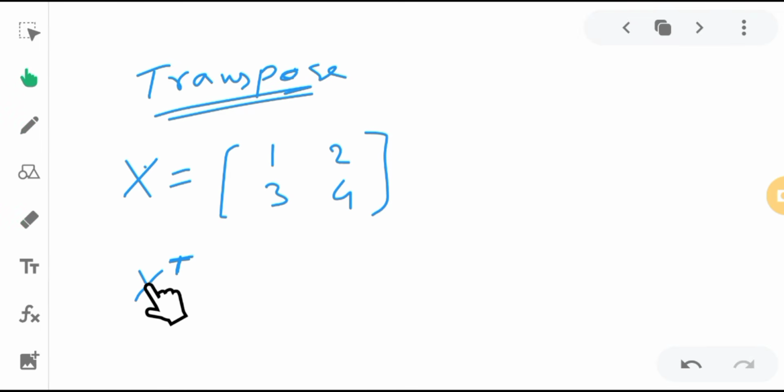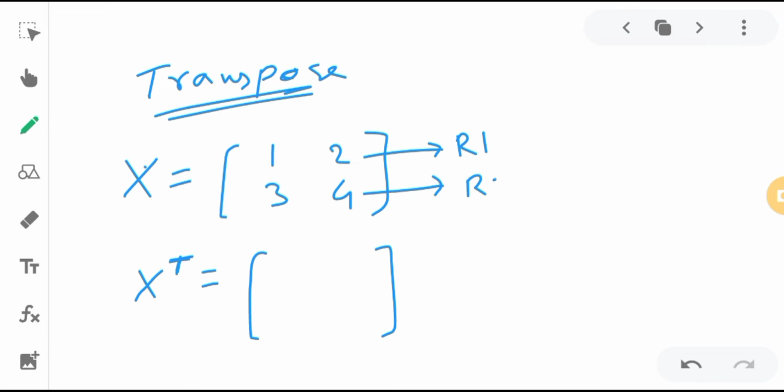So X transpose will be equal to, if we have to find the transpose of this matrix, then what will I do? I will exchange the rows and columns. Rows means this is called row 1, row 2, and this is called column 1, column 2. These two are column 1 and these two are column 2. Similarly, these two are row 1 and these two are row 2. So I will exchange the rows and columns.